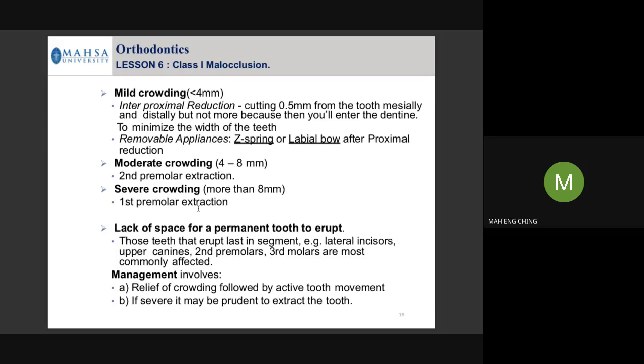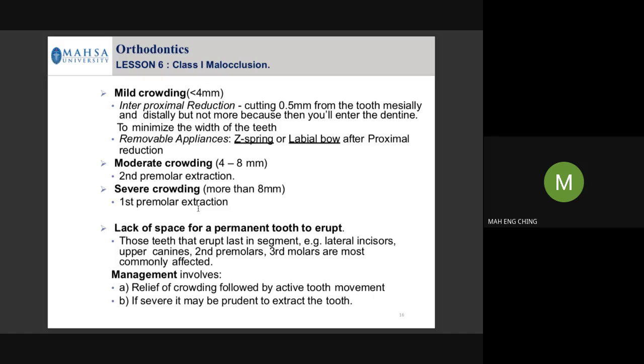If you come to severe crowding, then usually you extract the first premolar, because the first premolar is right at the corner. You want to maximize the space, so you extract the first premolar. And when you don't need so much space, with moderate crowding, you extract the second premolar, because the second premolar is a bit further back, so you don't need that much space for the alignment. You extract the second premolar.